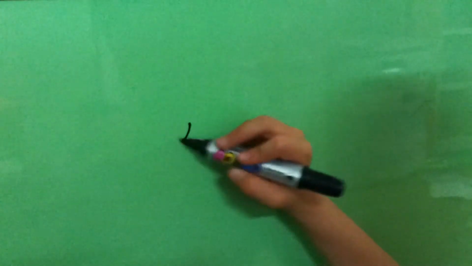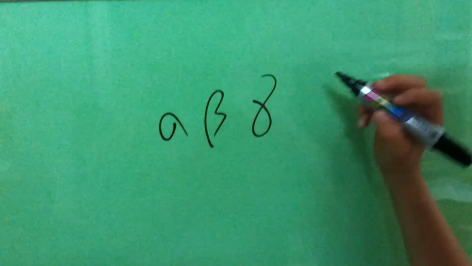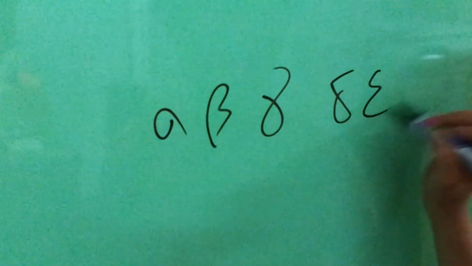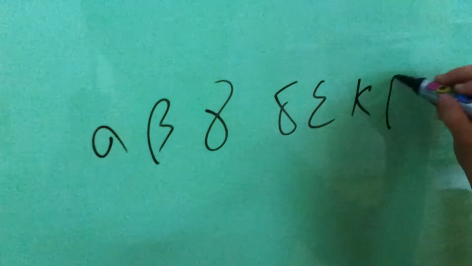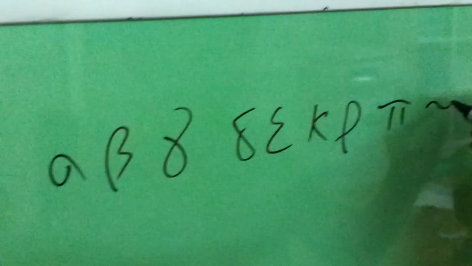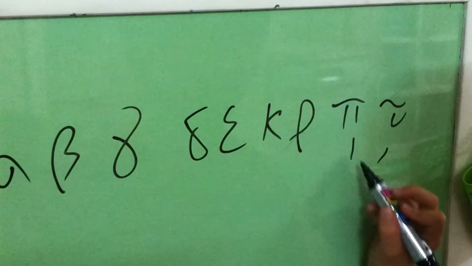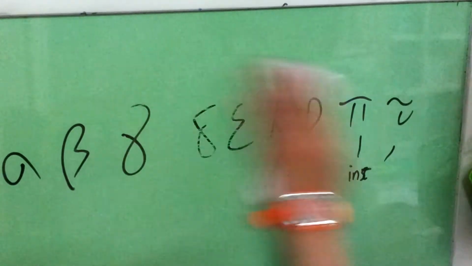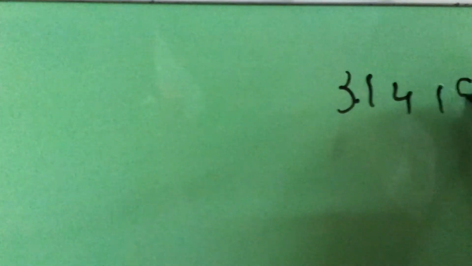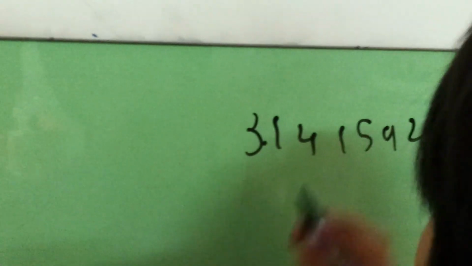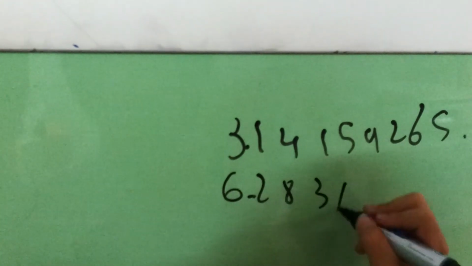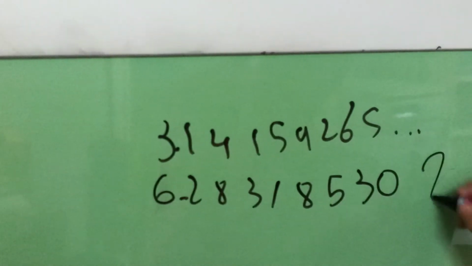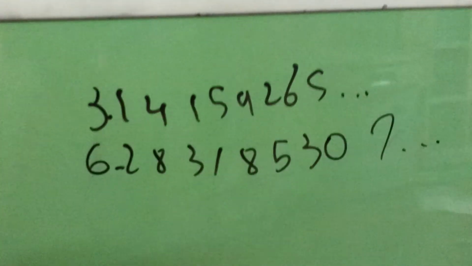And Greek letters are, you know, awesome. They have alpha and beta and gamma and delta, epsilon, kappa, rho, pi, tau. Oh yeah, pi and tau are interesting. Pi and tau are the most important. Pi is 3.1415926 dot dot dot. Tau is 6.2831853070 dot dot dot.